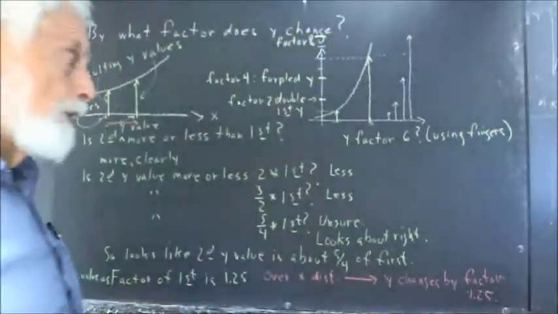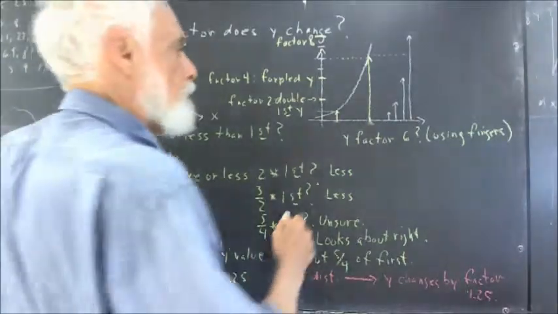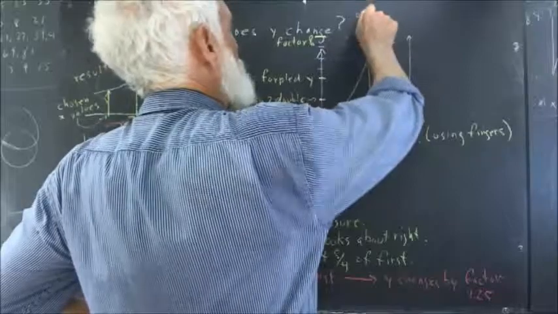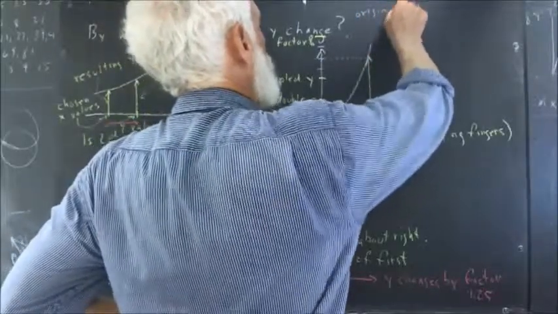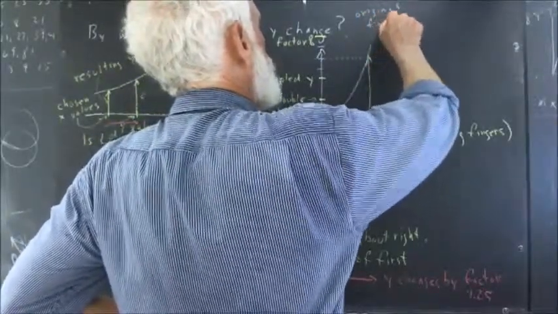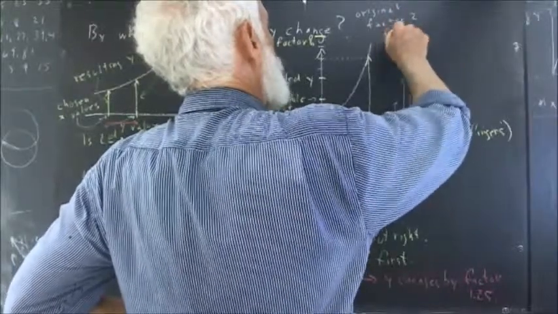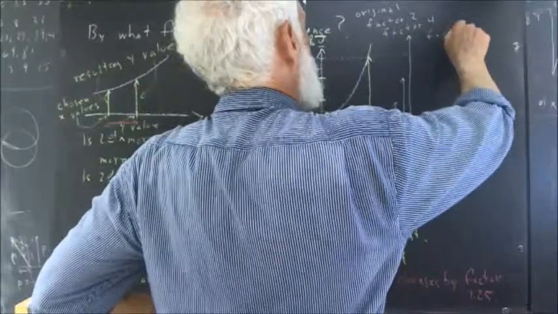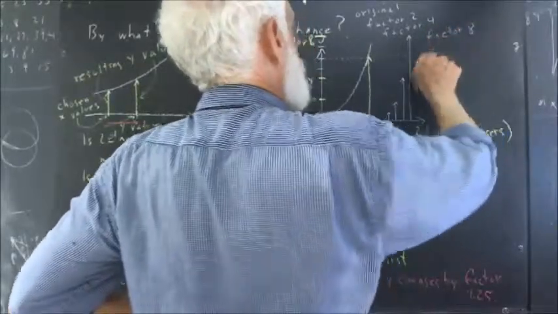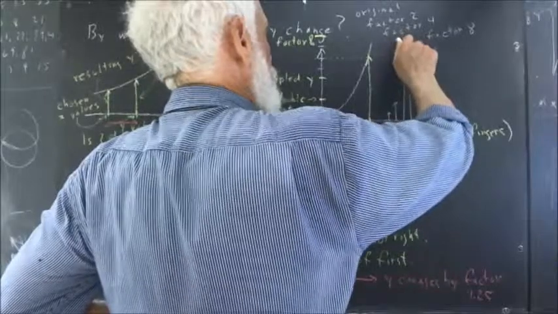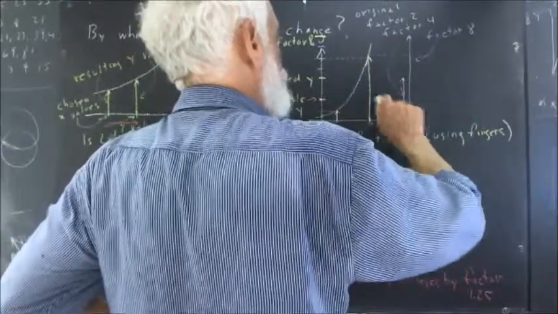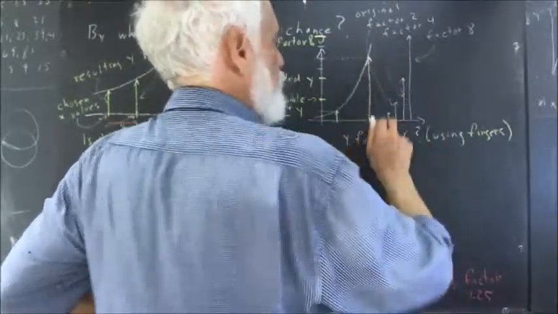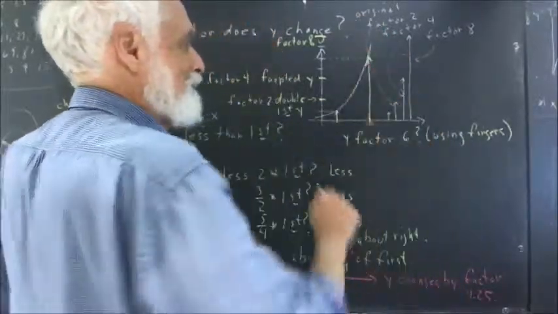I'm not going to label those. Maybe I ought to label them. Okay. The question is, where am I going to label them? We have the original. We have factor 2, factor 4, and factor 8. Here's our factor 8. Down here is our factor 4. Down here is our factor 2. And of course, here's our original.